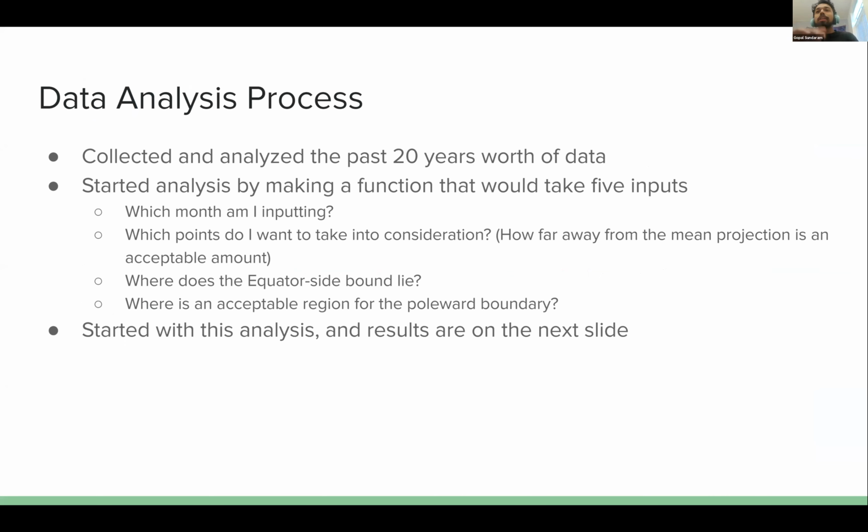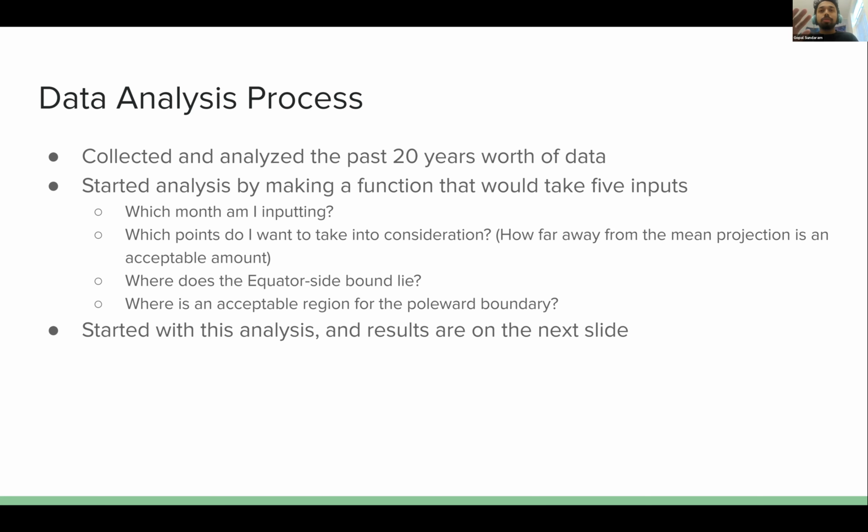I started my analysis by making a function that would take 5 inputs. Which month am I analyzing? Which points do you want to take into consideration? So how far away from the projection model is an acceptable amount, the deviation. Where does the equator side bound lie? So where do I want to say, okay, I don't want to take any more of the blue points beyond a certain amount of latitude.